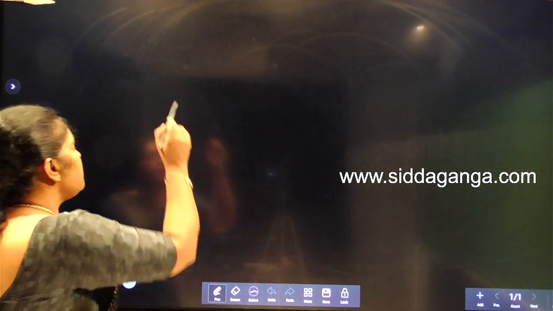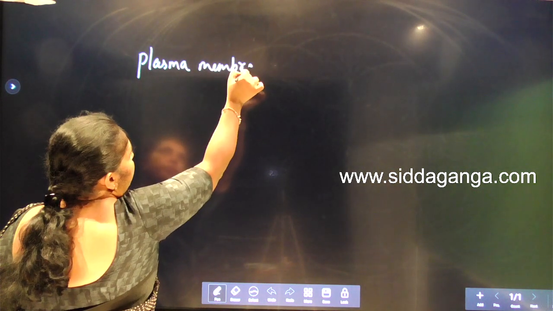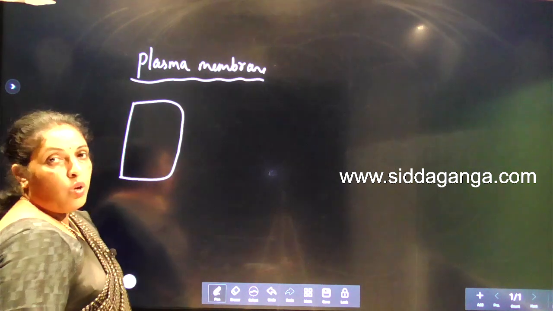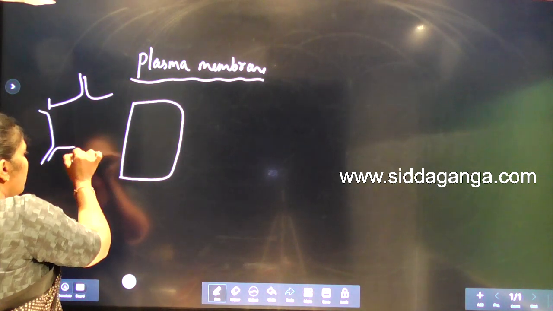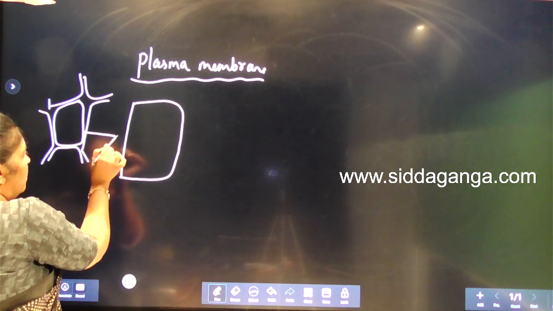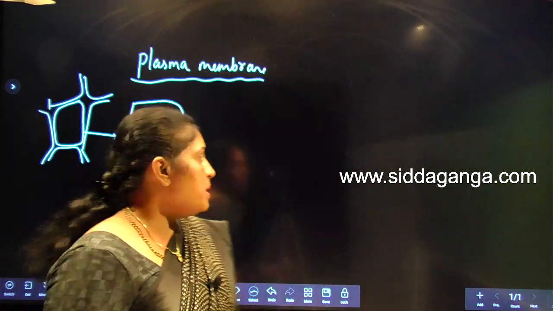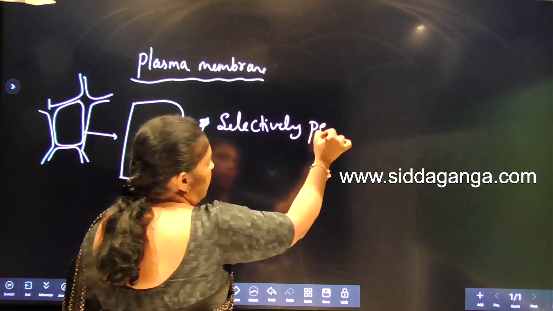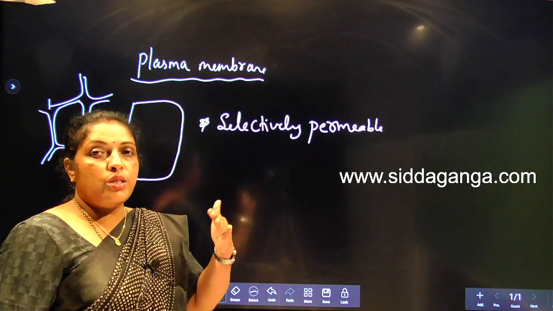Next we'll go with the plasma membrane or cell membrane. So the plasma membrane is the outermost layer in animal cells, whereas in plant cells we see it inner to the cell wall. So inner to the cell wall we see this plasma membrane. Understood? So what's the function of the plasma membrane? The plasma membrane is selectively permeable. That means, as I told, the cell wall is non-selective. It allows all the substances to move in and out.